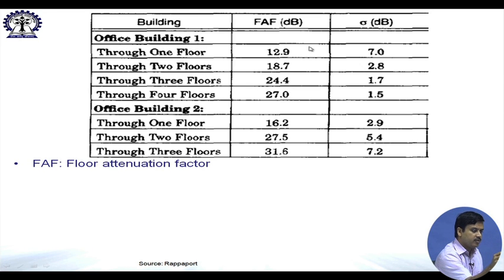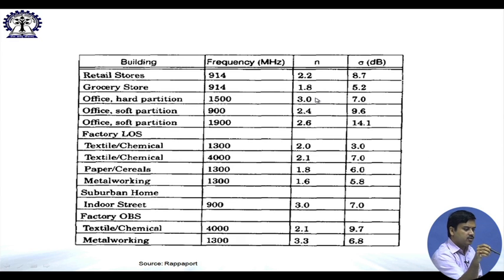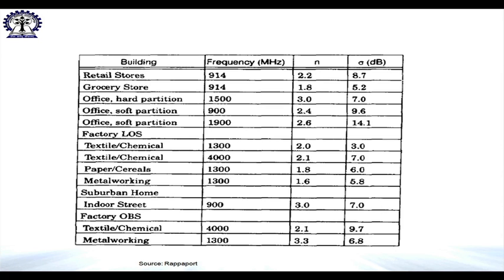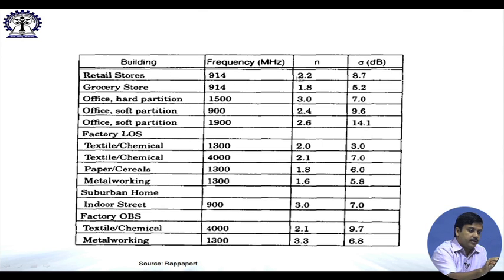There is this floor attenuation factor. When it is through one floor, there is around 12 dB, to 2 floors it is around 18 dB, 4 floors around 27 dB, and so on and so forth. So, in this particular slide, again taken from Rappaport as given in the particular book, what we will find is at different frequencies, different values of path loss exponent and standard deviation are reported. For example, in a typical retail store, path loss exponent of 2.2 with a shadowing standard deviation of 8.7.